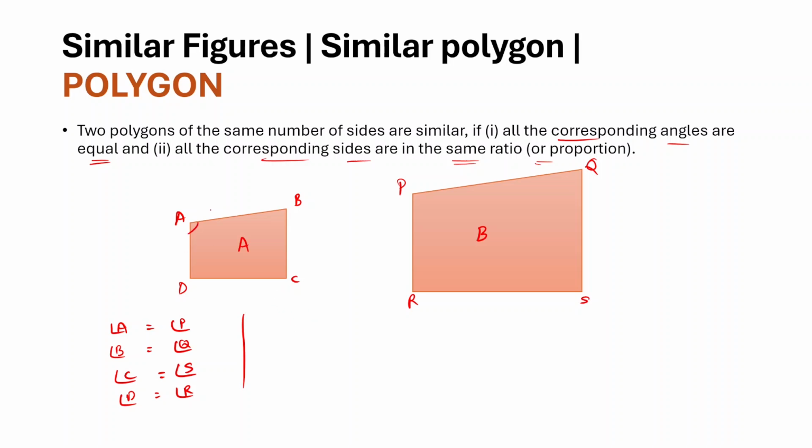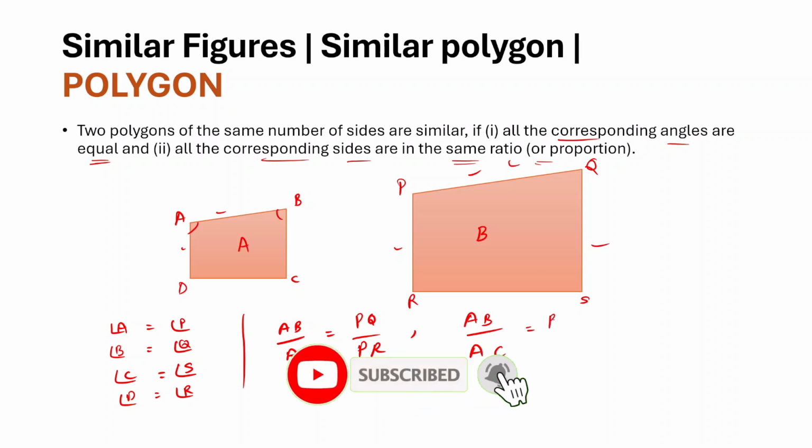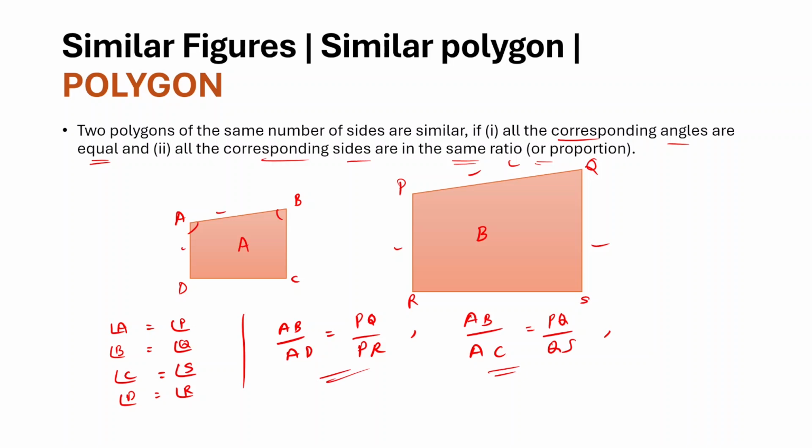So take an example of angle A. What are the corresponding sides for angle A? AB and AD, correct? AB divided by AD is proportional to PQ and PR. Okay, similarly you can take corresponding sides for angle B. AB divided by AC equal to this and this, PQ and QS. Like that you can write the proportions. Okay, this is what similar figures or similarity of polygons talks about.